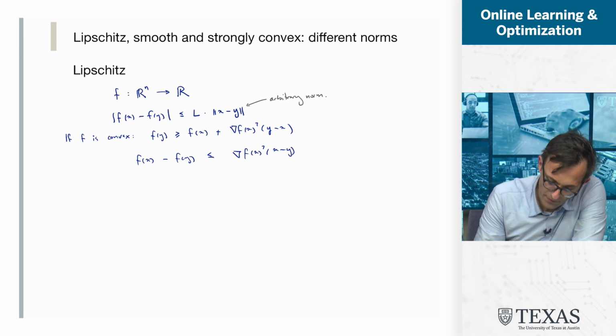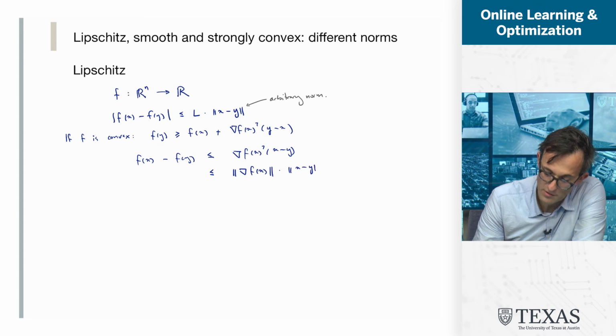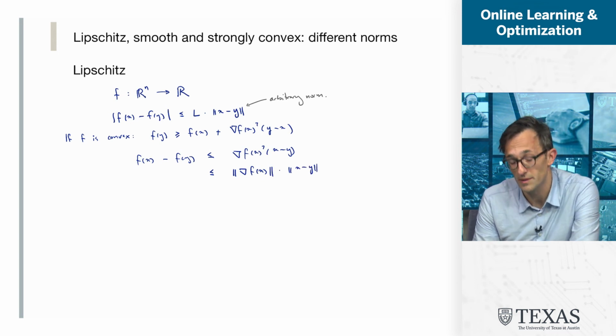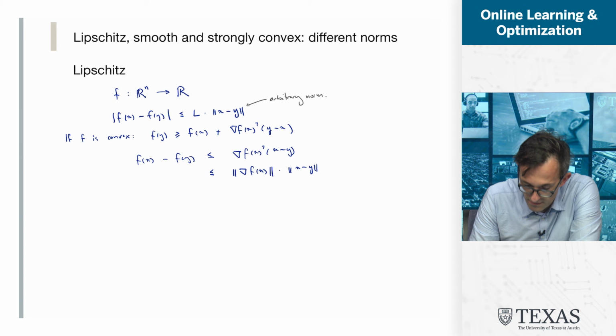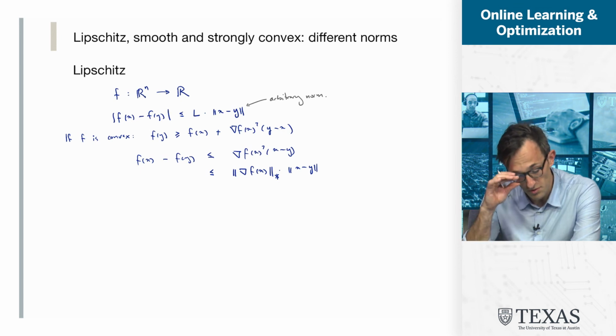And we know that this is less than or equal to the norm of the gradient of f of x times the norm of x minus y. If I were to put a 2 norm here, this would be our usual Cauchy-Schwarz. We discussed this last time. But instead, I can measure x minus y in any norm and the gradient of f of x in the dual norm of whatever norm I choose.